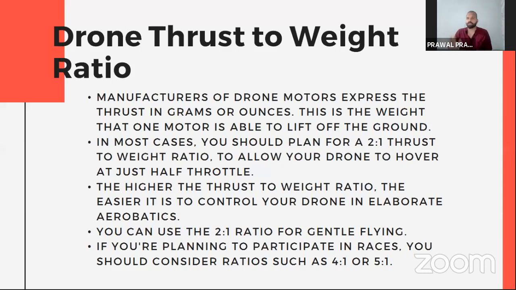If you have 4 motors with a 2 to 1 ratio, you can make a very good drone. If you want to make a normal drone, you go with the ratio of 2 to 1. If you want to make a drone for racing or very professional use, you can go with a thrust to weight ratio of 4 to 1 or 5 to 1. Those drones are going to be real swift, very fast and very quick. So just keep these things in mind whenever you go to the market to purchase a motor.